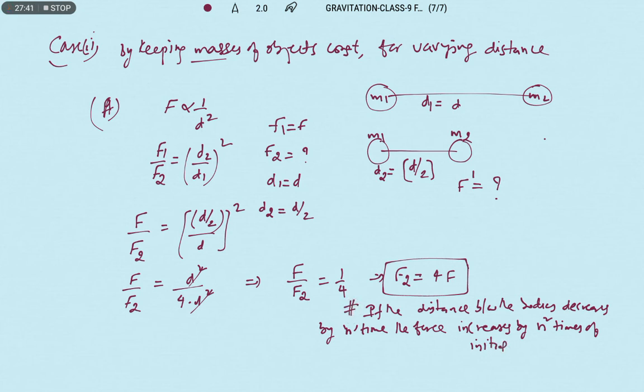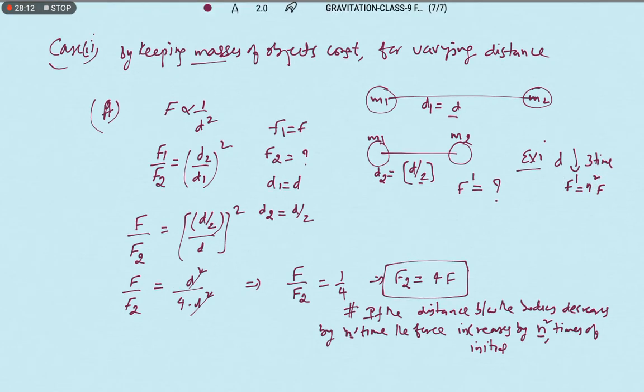So here the distance decreases by how many times of the initial distance? 2 times. Then how many times does the force increase? 4 times. Suppose the distance decreases by 3 times, then what happens to the new force? We know that if the distance between them decreases by n times, then the force increases by n square times. Therefore f dash equals n square times f is the formula.